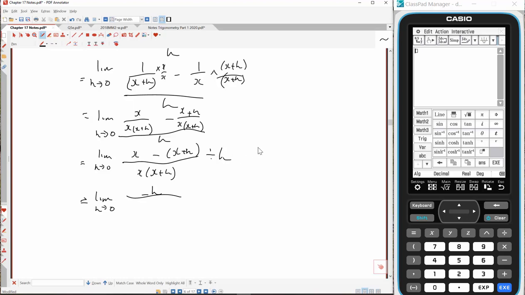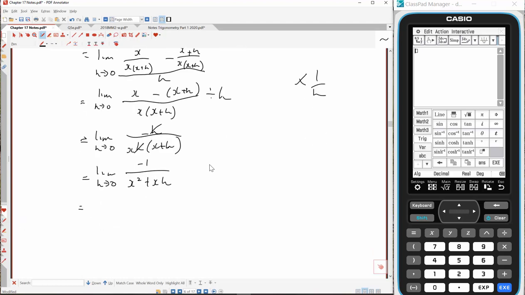Now, dividing by h is the same as multiplying by 1 on h. So I'm going to do that and rewrite this as x times (x plus h). All right, those h's cancel out, leaving me with -1 over x squared plus xh.